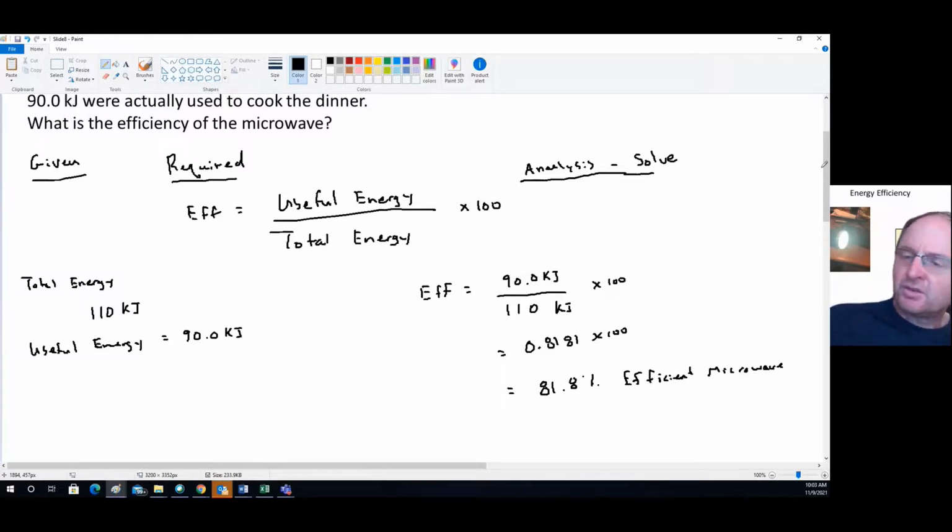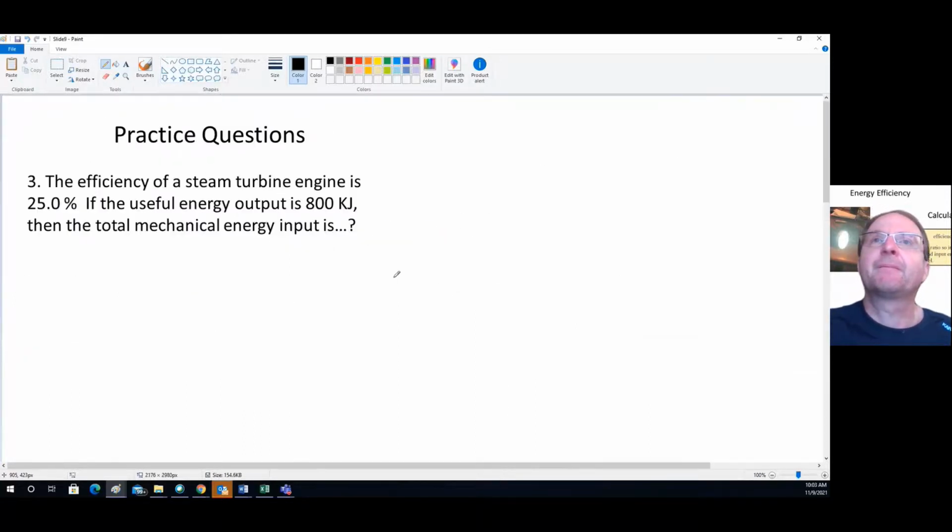All right, let's try another one. Again, as this one comes up, press pause. Make sure you got your formulas for efficiency so you can solve it. The efficiency of a turbine engine is 25%. Oh, we are given the efficiency number, 25%. If the useful energy output, okay, useful, is 800 kilojoules, what's the total mechanical energy input?